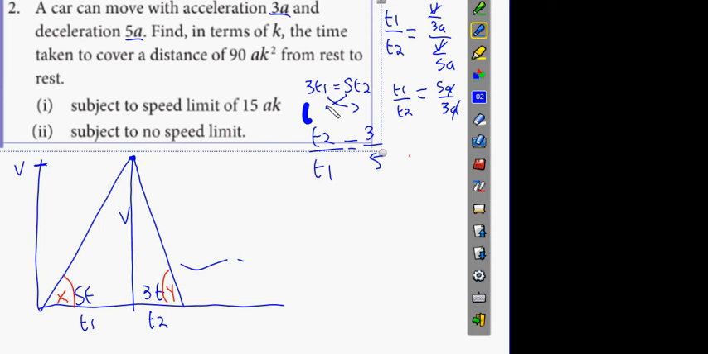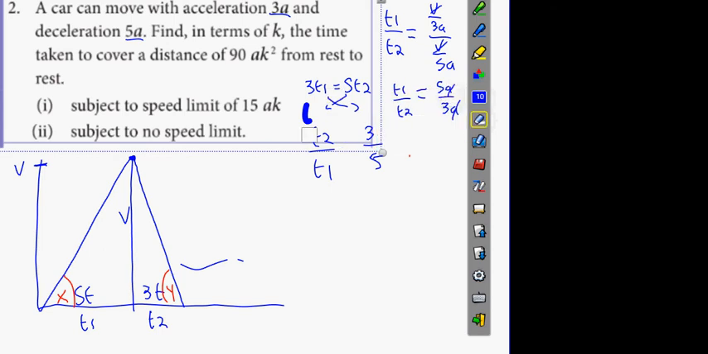3t is still the smaller number here, because it's a smaller amount of time, while 5t is the larger amount of time. Now, what we're stuck with doing next is we have to do the area formula. Area A plus area B equals 90k squared. We should also find out the maximum velocity in terms of a as well. So what are we going to do next?